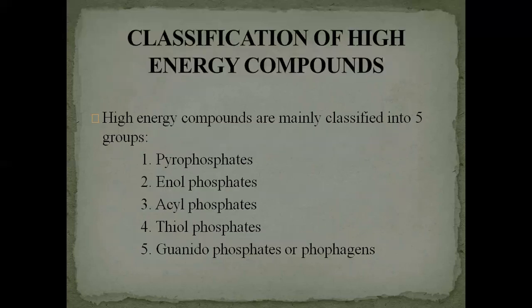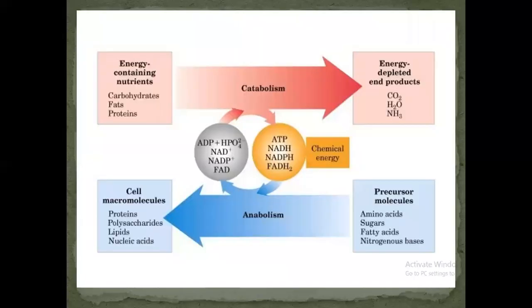If we talk about the classification of high energy compounds, generally there are five groups. The first one is pyrophosphates, second enol phosphates, third acyl phosphates, fourth thiol phosphates, and fifth guanido phosphates or phosphagens. These are basically the five phosphate compound groups present in a biological system as high energy compounds or energy rich compounds.